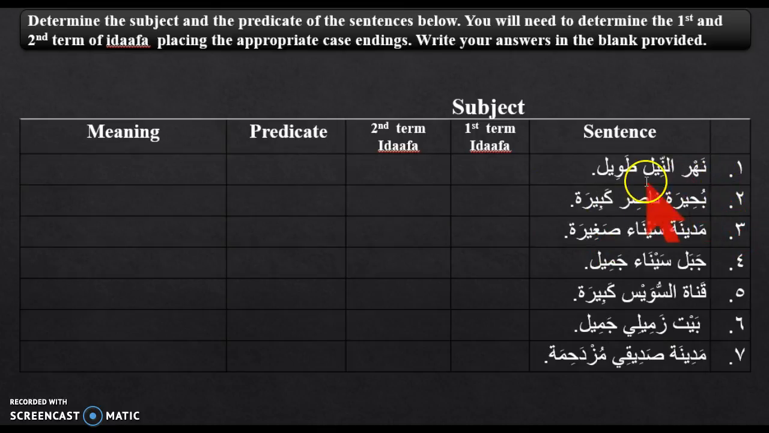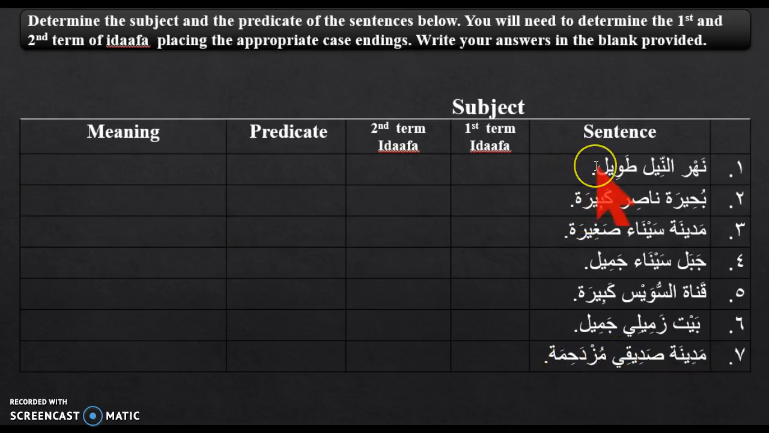رقم 1. نهر النيل طويل. رقم 2. بحيرة ناصر كبيرة. رقم 3. مدينة سيناء صغيرة. رقم 4. جبل سيناء جميل. رقم 5. قناة السويس كبيرة. رقم 6. بيت زميلي جميل. رقم 7. مدينة صديقي مزدحمة.